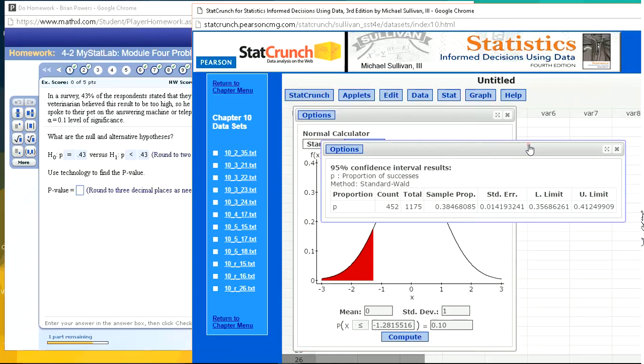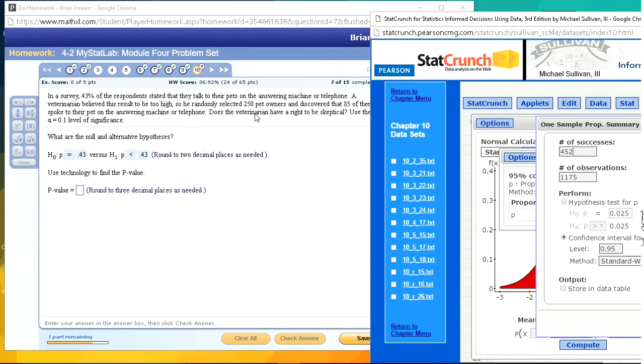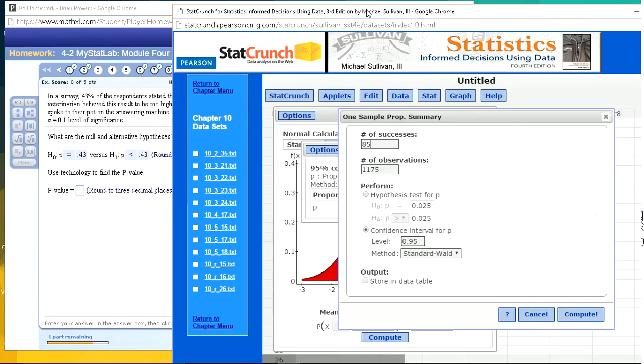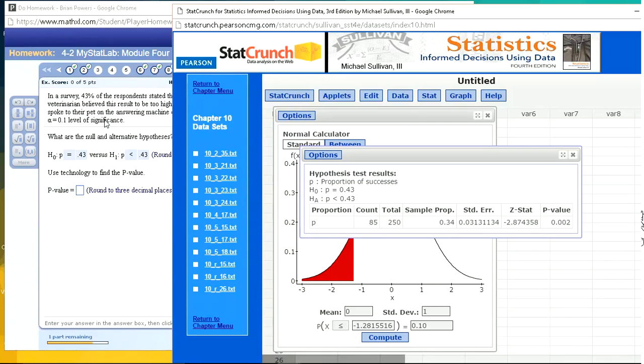We're going to use the p-value approach, so we're just going to go back to our calculator, and you can see how easy it is. He surveys 250 pet owners and 85 of them. So 85 out of 250. I'm going to do a hypothesis test. P equal 0.43 versus P less than. Notice you don't type your alpha level in when you do this. It just gives you a p-value and the z-stat. You have to compare that to what you're using.